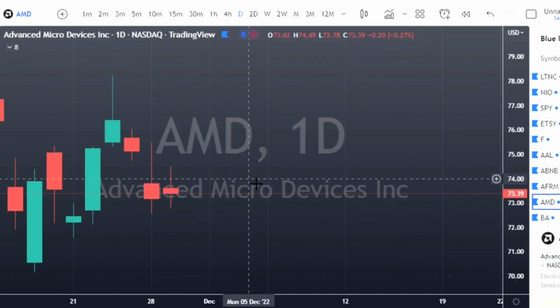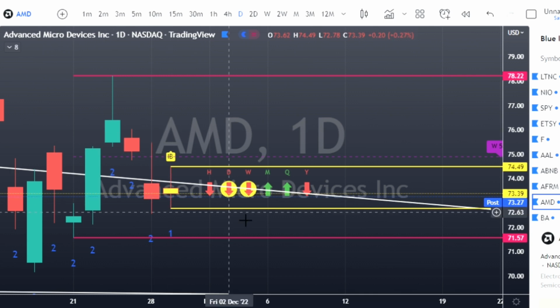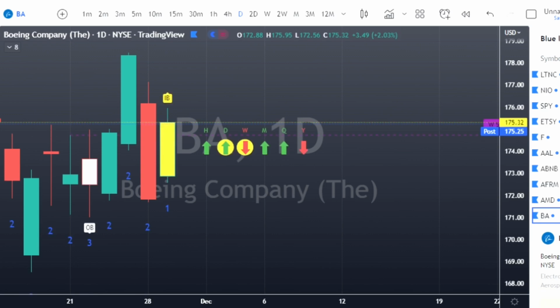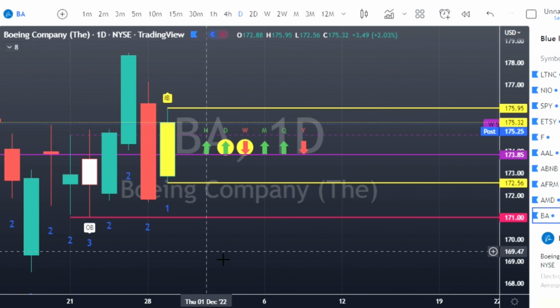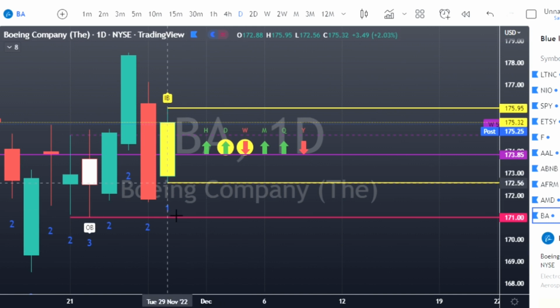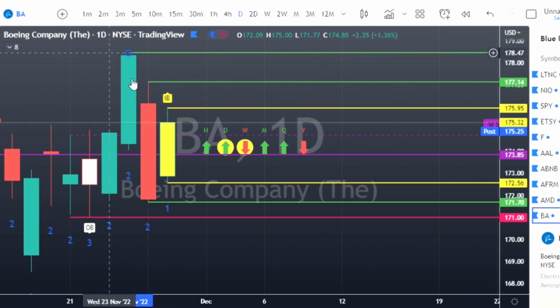AMD with the inside bar as well, calls at 74.49, puts at 72.78, and we are stuck on an inside bar on the week as well, looking to break out of that. That's what those two pink lines represent. BA is Boeing. Boeing with an inside bar, calls at 175.95, puts at 172.56. We can mark out the targets together very simply, tops and bottoms of the preceding wicks. And if we were to mark out further targets, the second one to the bottom is the trigger to go 2 down on the week. The one on the top is just the next high of the preceding candle.